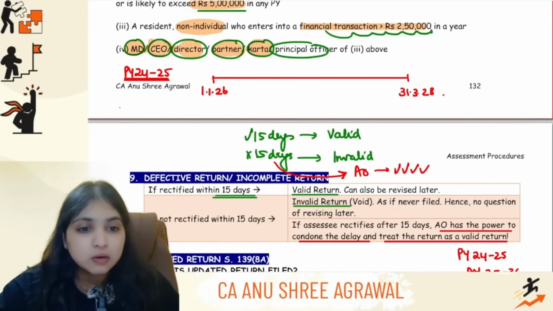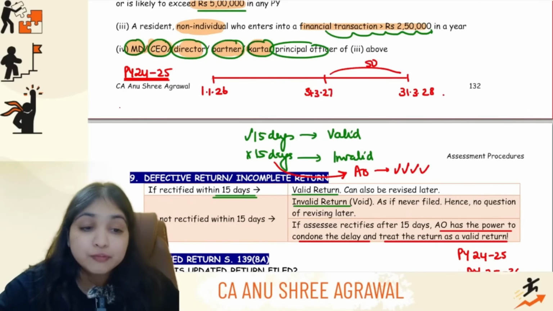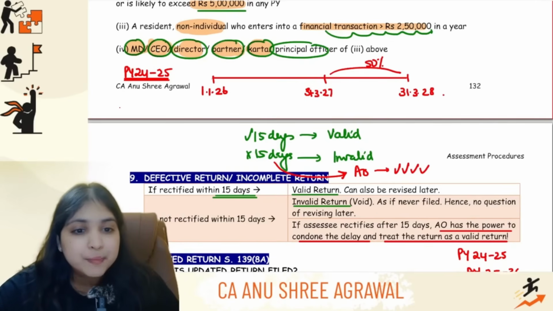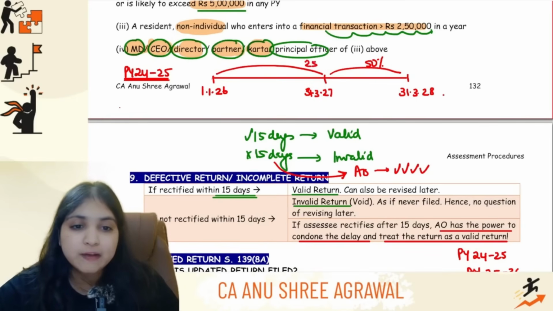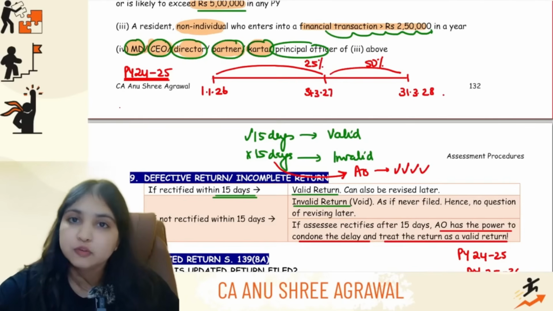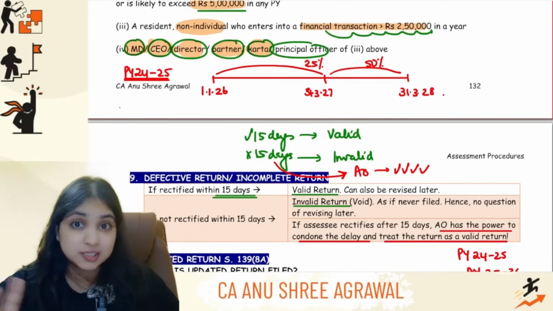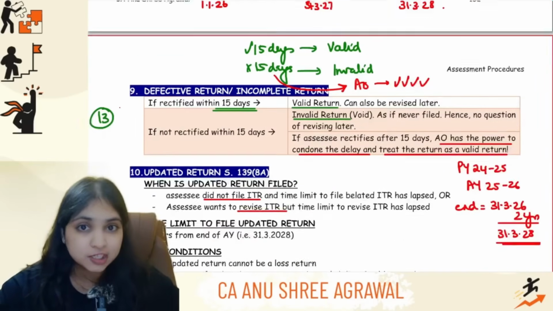Alright, now here I'll take the last 1 year. The last 1 year will be after 31st March 2027. In this last 1 year, if you file the updated return, you will have to pay 50% additional income tax. Before this, on or before 31st March 27, if you file the updated return, you will have to pay 25% additional income tax. Understood? In the last 1 year, 50%. Before that, 25% additional income tax.